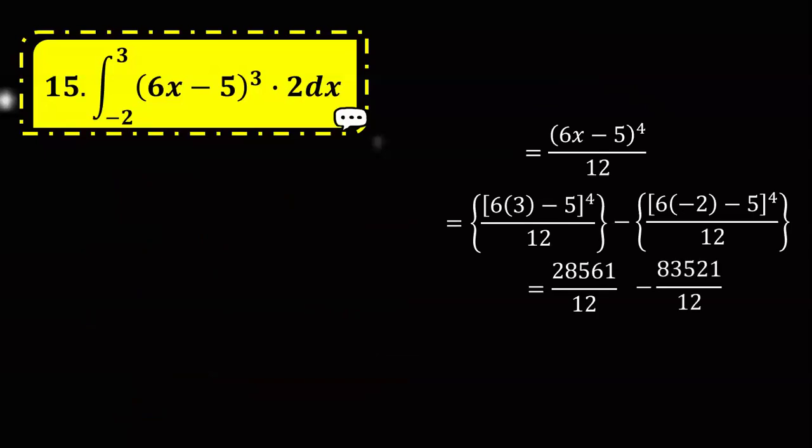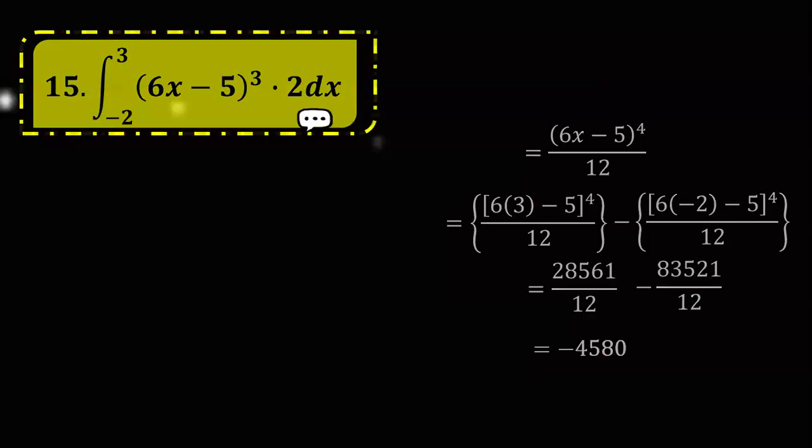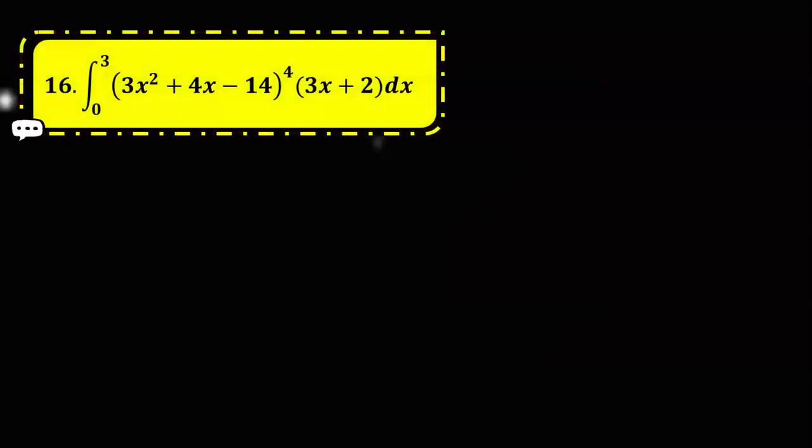Then on the lower boundary, we have this one. Then simplify using your calculator. The answer is negative 4,580. For item 16, say u equals 3x squared plus 4x minus 14. And our du is 6x plus 4 dx. But take note of this one.